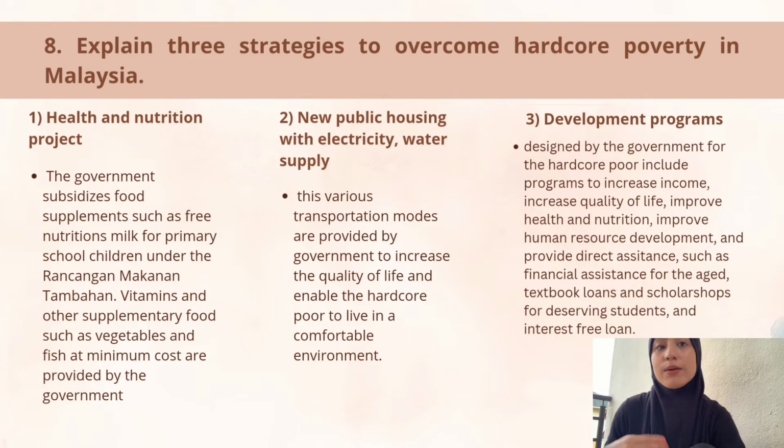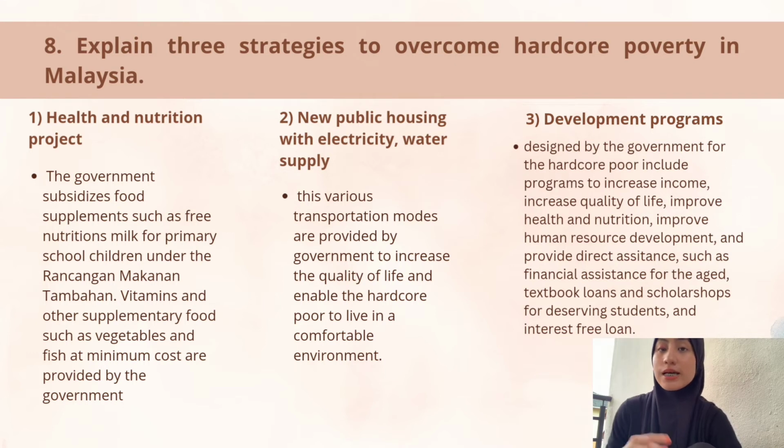Also, vitamins and other supplementary food such as vegetables and fish at a minimum cost are provided by the government. Okay, next is new public housing with electricity and water supply. Various transportation modes are provided by the government to increase the quality of life and enable the hardcore poor to live in a comfortable environment. And the last one is development programs.